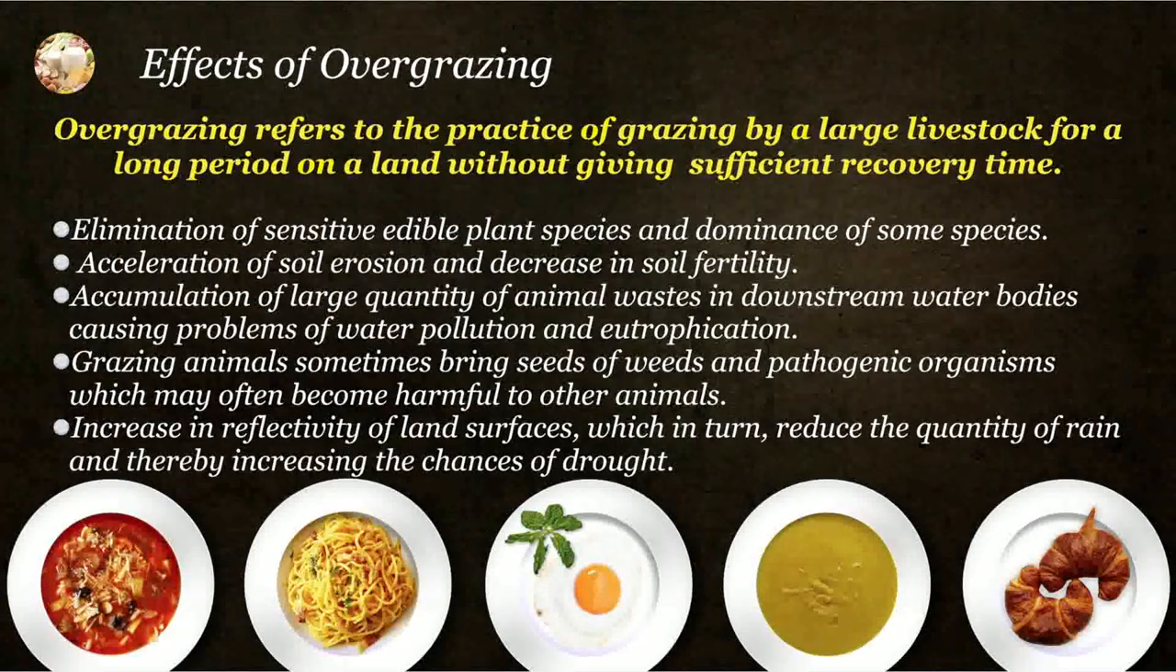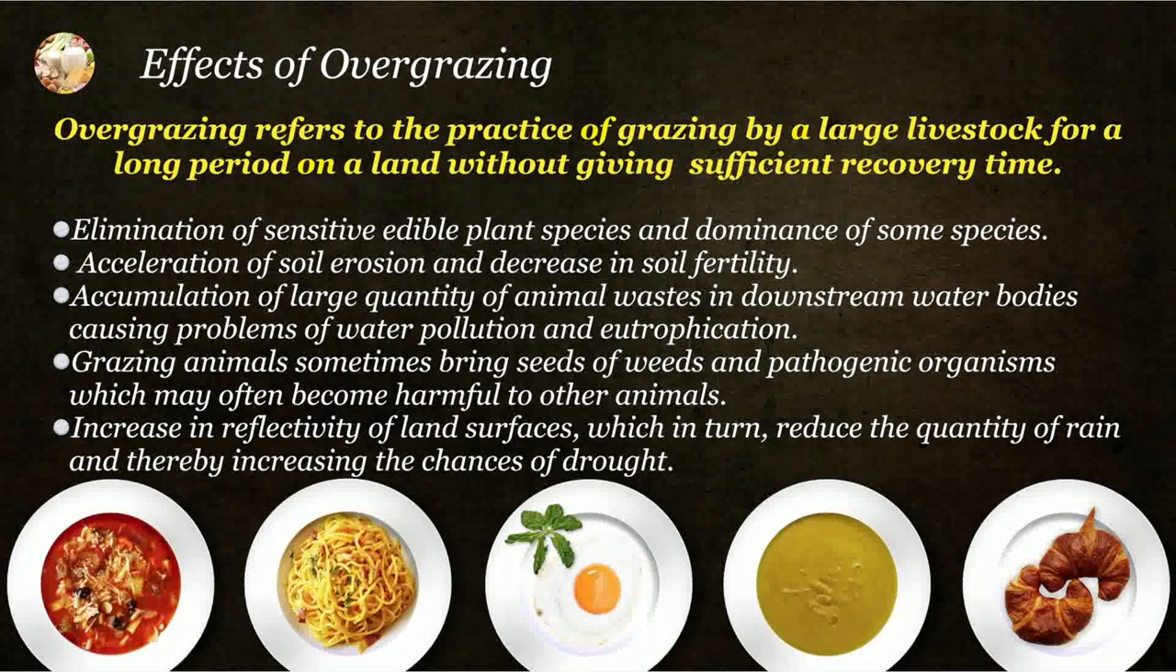Effect of overgrazing. First of all, what is overgrazing? Overgrazing refers to the practice of grazing by a large number of livestock or cattle for a long period on a land without giving sufficient recovery time. So that is when the cattle eat too much of the grasses, that we call overgrazing. Elimination of sensitive edible plant species and dominance of some species. There will be only some species available, and the remaining edible species the animals will eat. Acceleration of soil erosion as well as decrease in soil fertility.